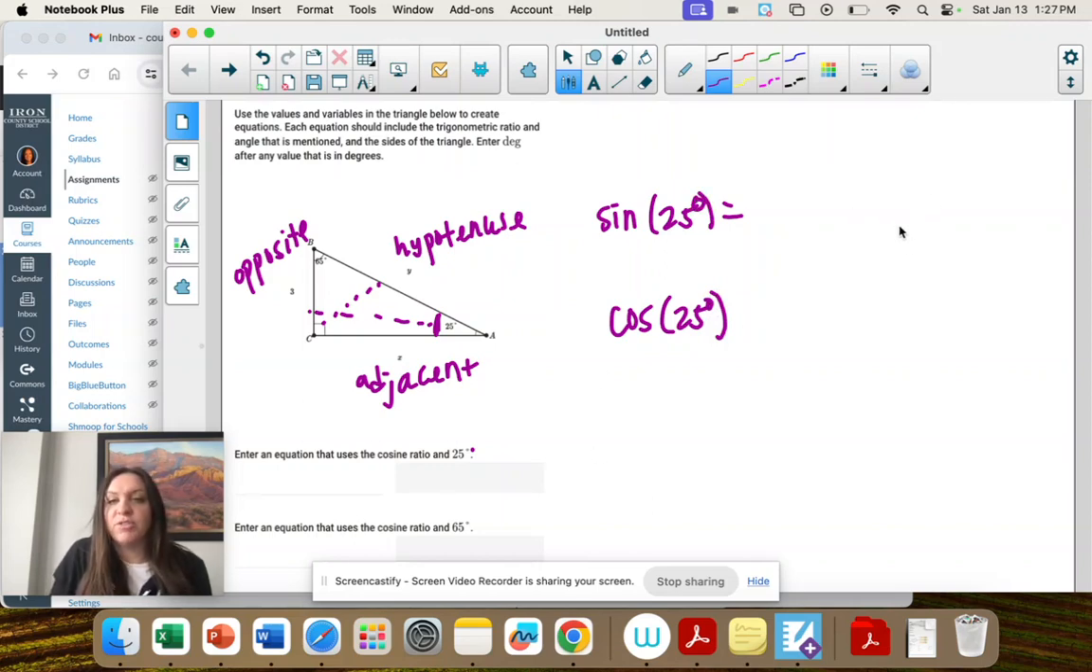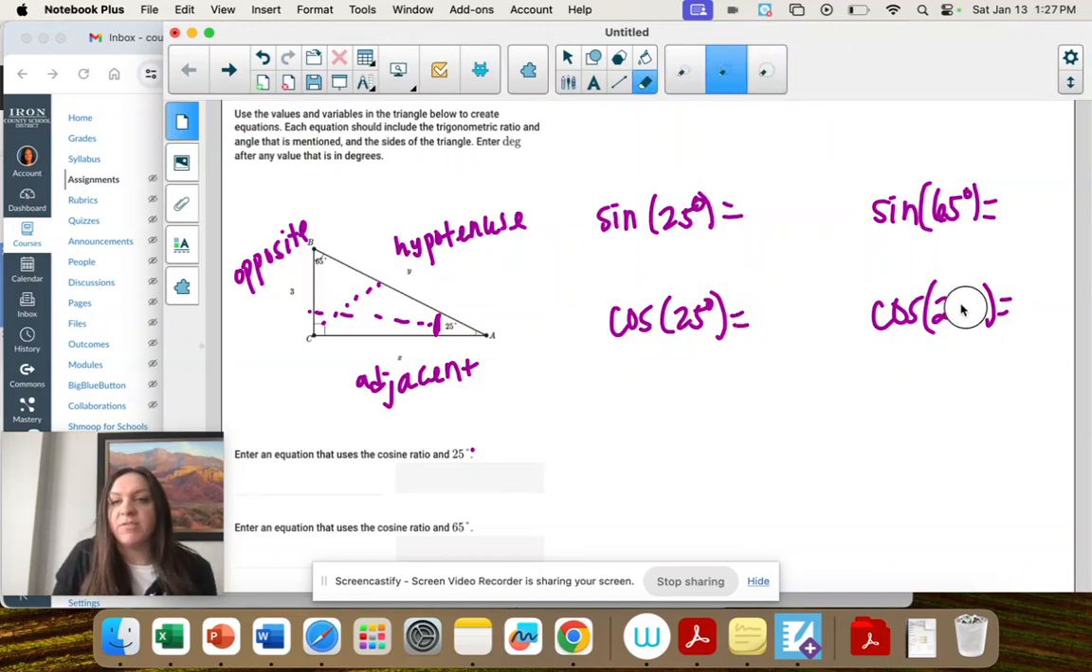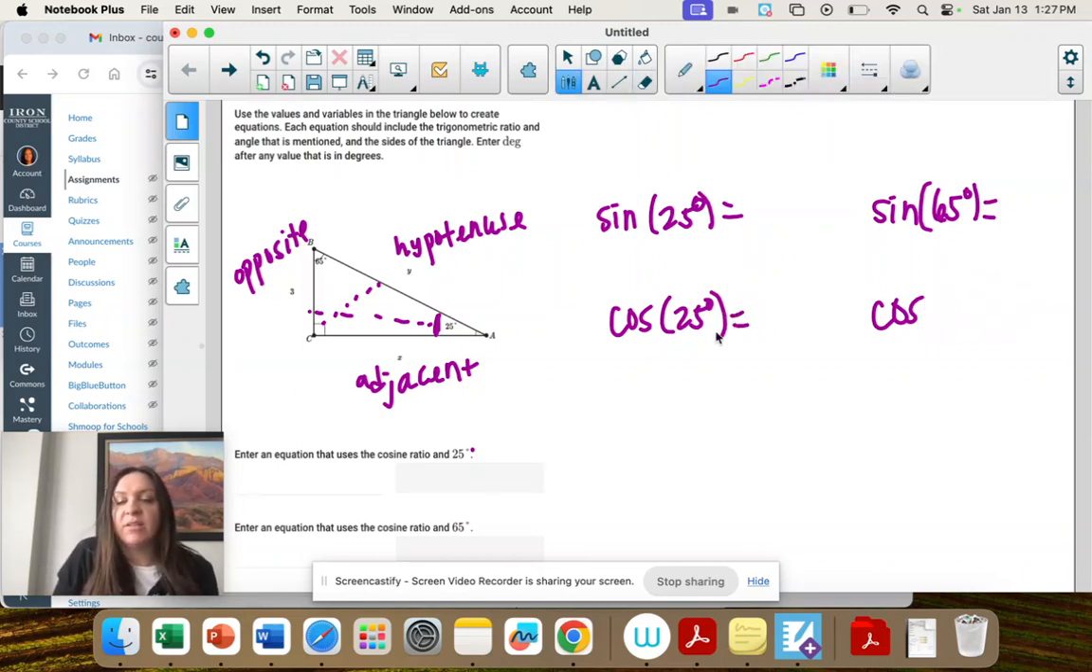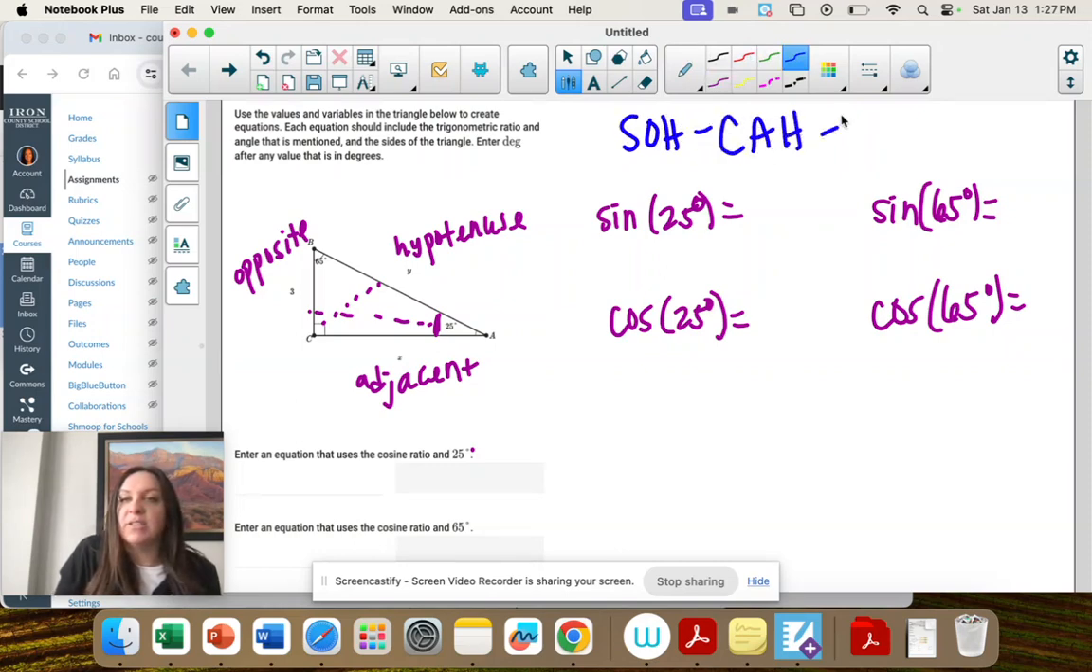And then we're going to switch reference angles. And we want sine of 65 and cosine of 65. We only need to find these, and then we can just remember that they switch. So sine is opposite over hypotenuse, and cosine is adjacent over hypotenuse, and we're not going to use tangent on this one. So let's start with 25.